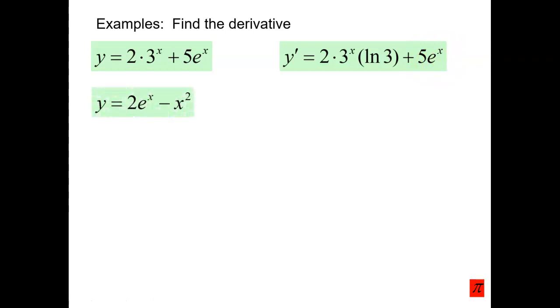Let's try another one. What would be this derivative? Term by term, that 2 gets pulled out. I have e to the x, which is just itself, so that would be 2e to the x. This is the subtraction rule, which would be just a subtraction. And this uses the power rule, which would be 2x to the first.